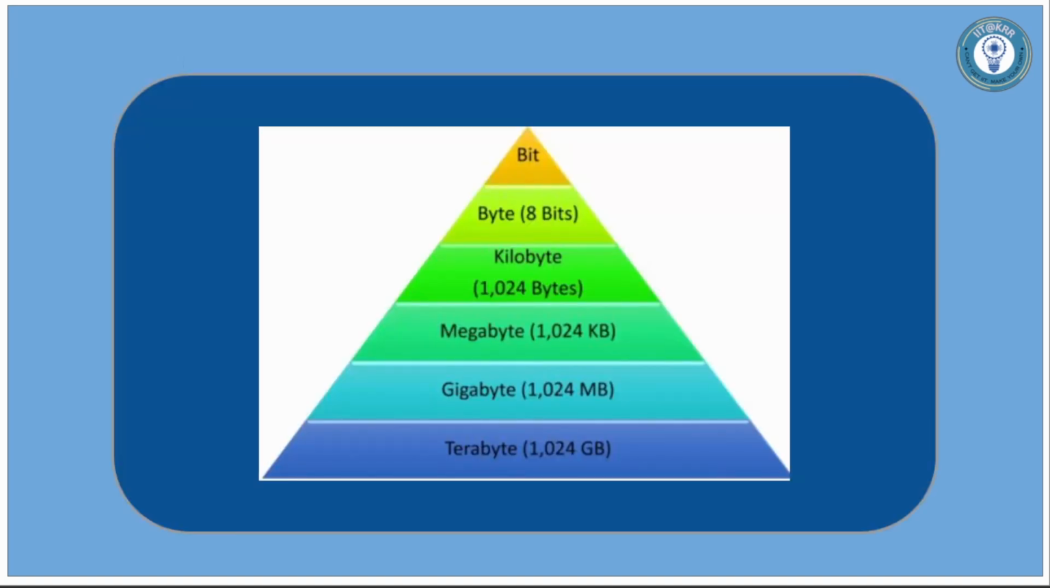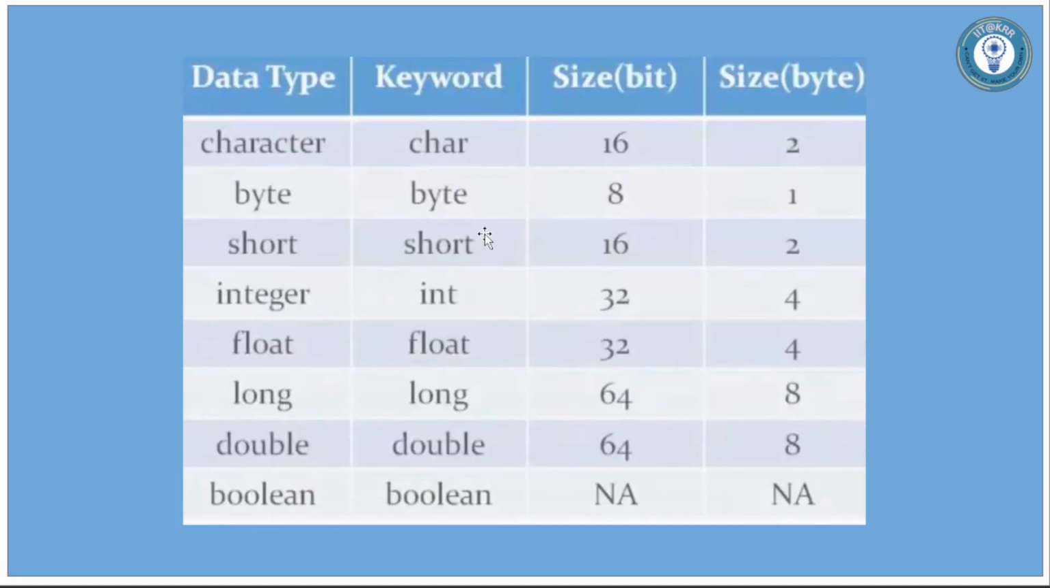This is the pyramid of memory. At the top, we have 1 bit. 1 byte is equal to 8 bits. 1 kilobyte is equal to 1024 bytes. Character occupies just 2 bytes. Integer and float occupy 4 bytes. Long and double occupy 8 bytes.